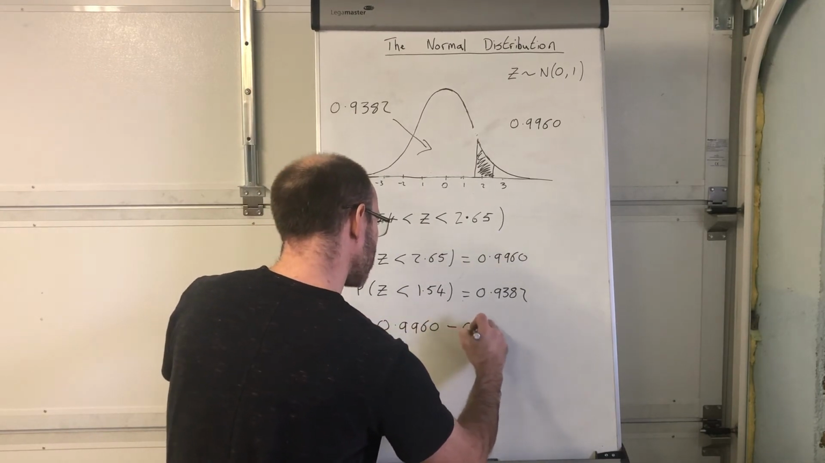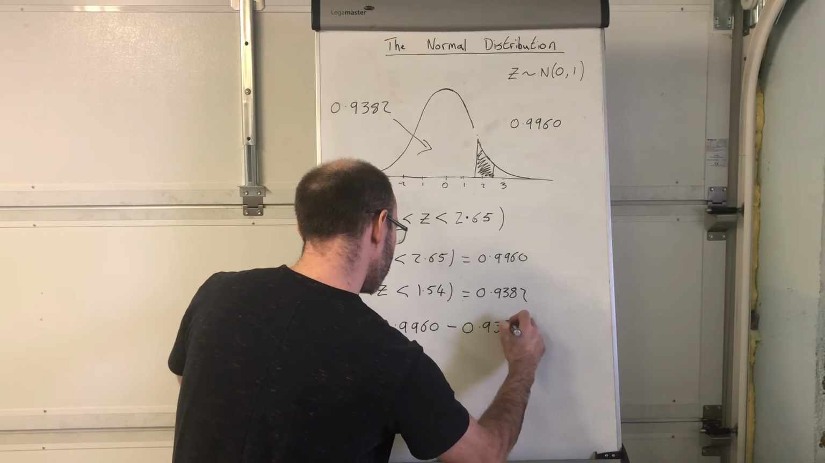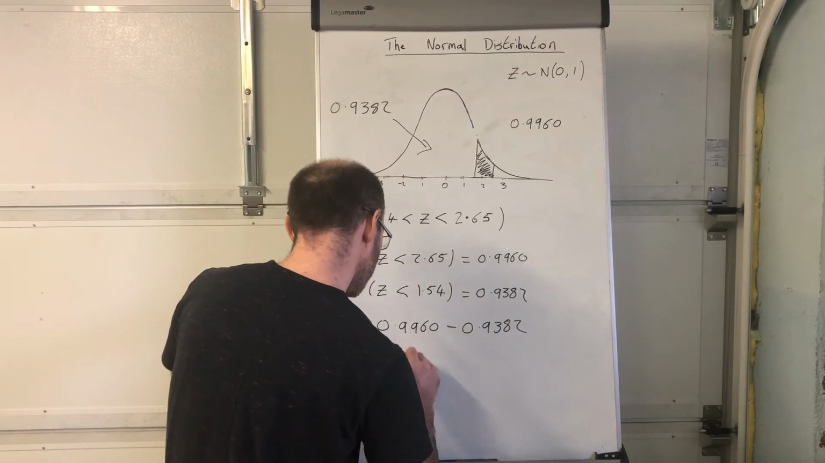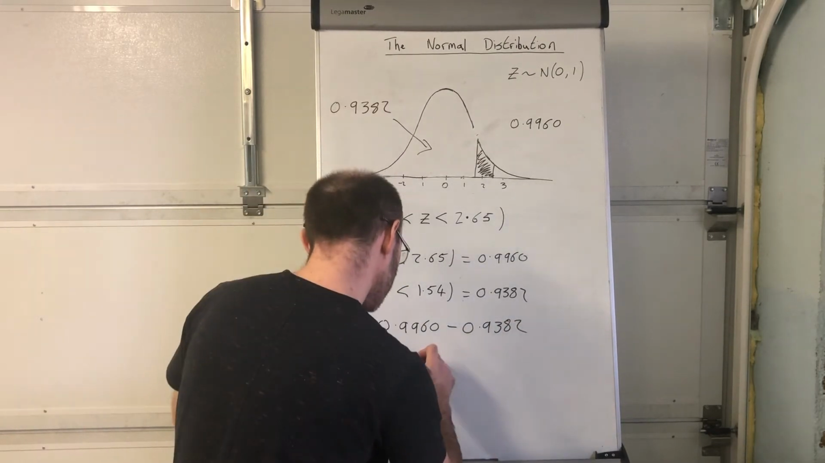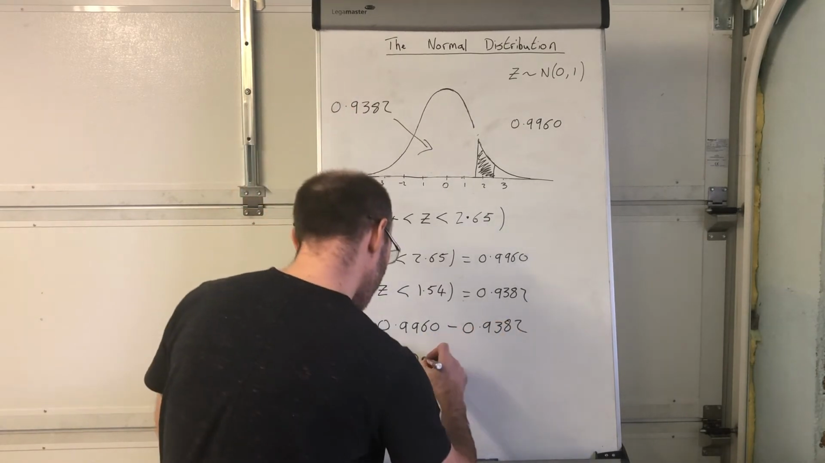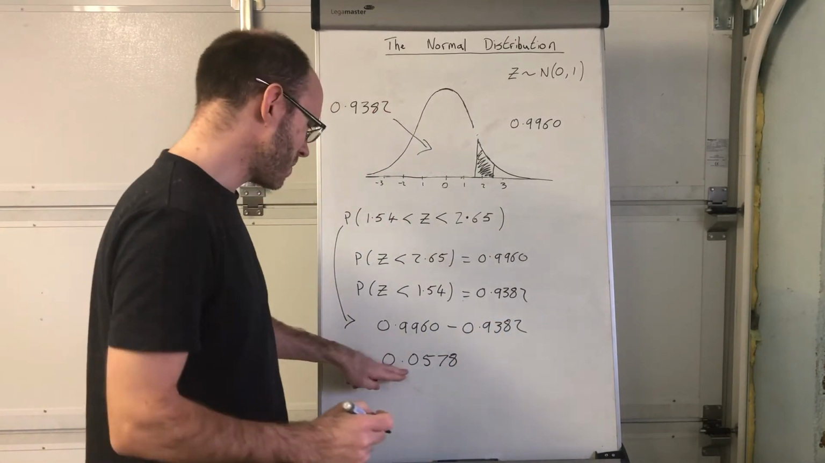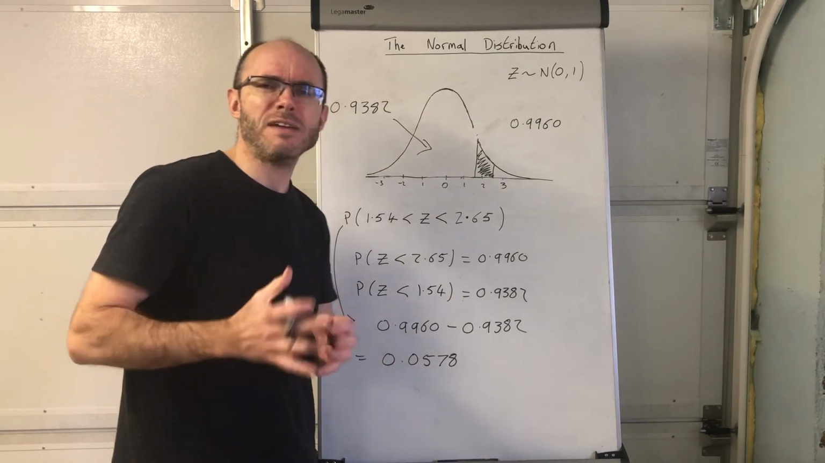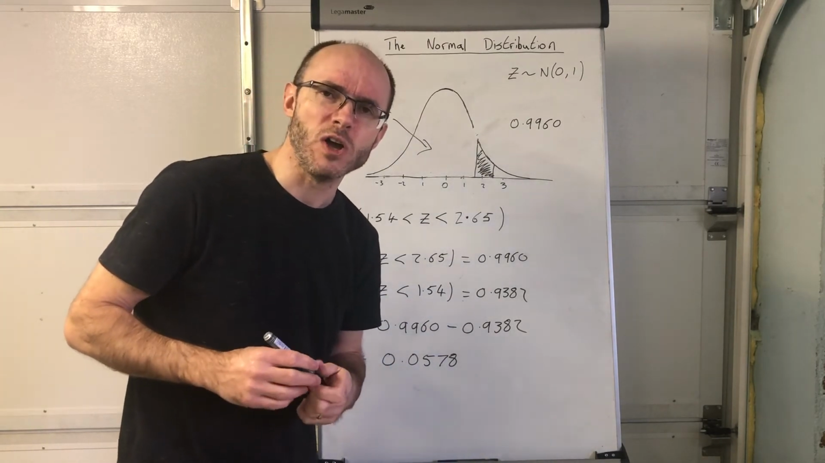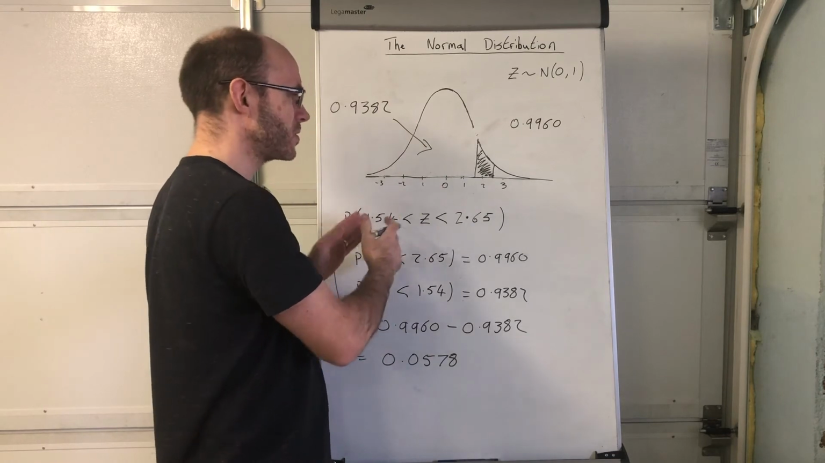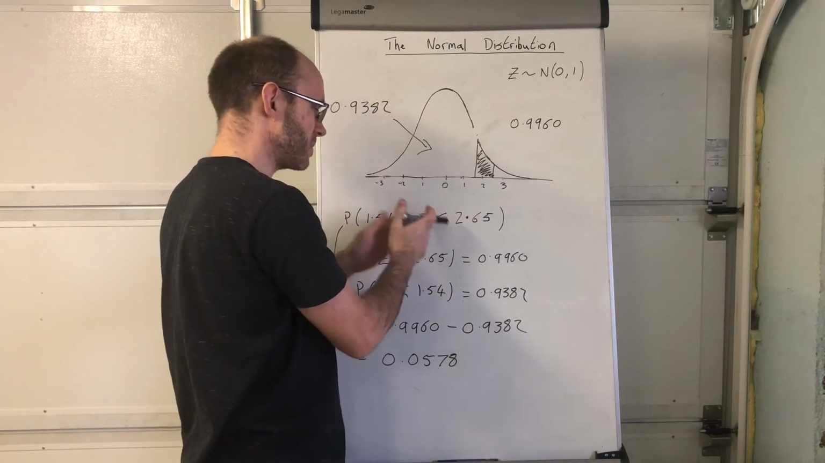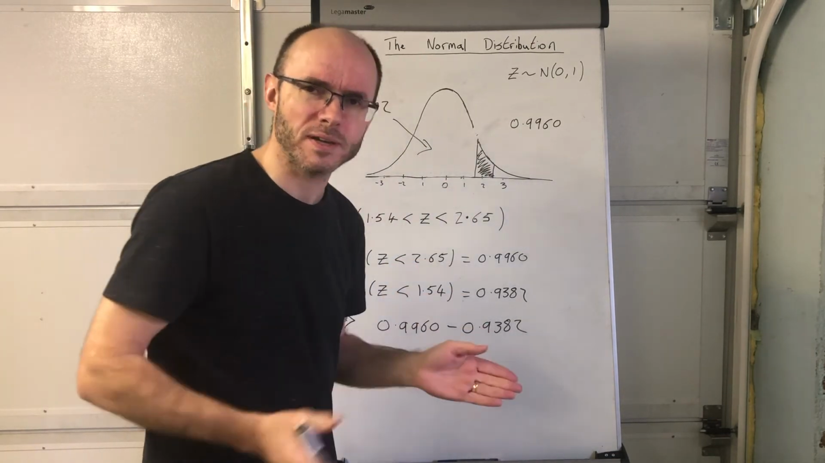0.9960 subtract 0.9382, and then we're done. And that gives us 0.0, let me just check, 578. Yes, I worked that out earlier just to save a bit of time. So 0.0578. So even though I used the examples I did earlier, just bear in mind what you'd have to go through in order to work out the probability that Z is between two different values, okay?